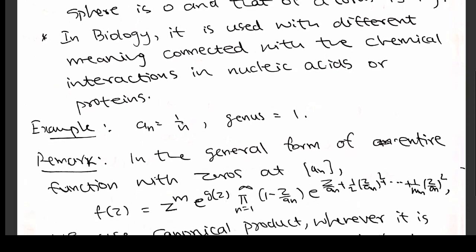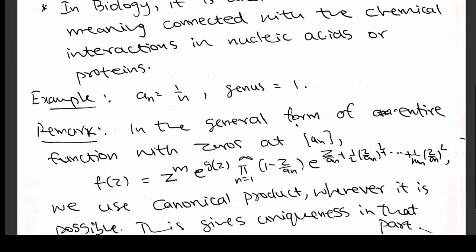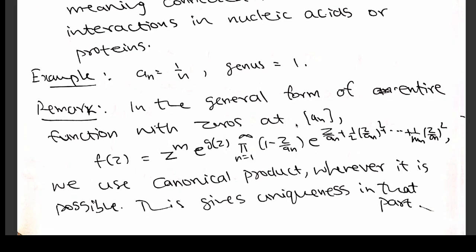Now for example, if you consider 1 by n, you know that the summation of mod 1 by n diverges, but the summation of mod 1 by n to the power 1 plus 1 is convergent. So 1 is the genus. So that is easy. So now in the general form of an entire function with zeros an, you have this.